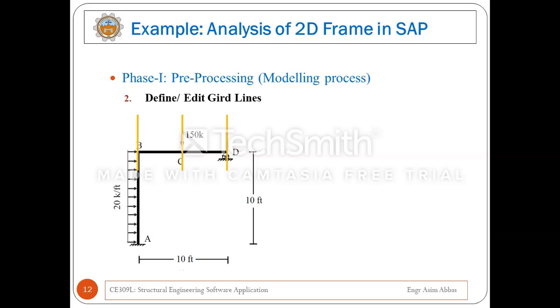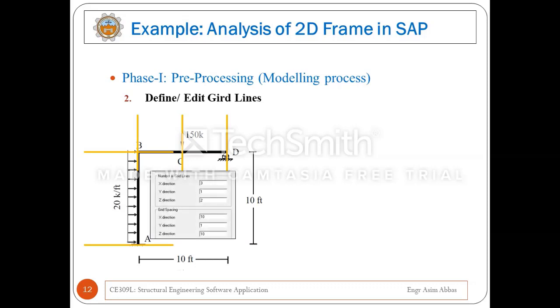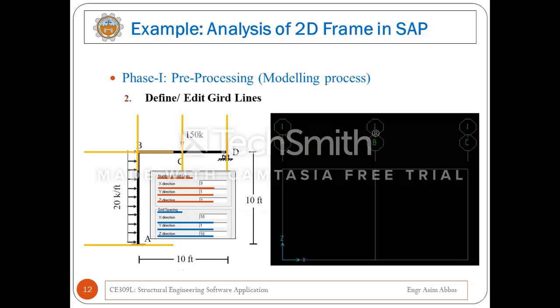Similarly, the number of grid lines in the z direction: this is one grid line in this direction, and this is the second one. Fine. So it means that the number of grid lines in the x direction is 3, there is no need for a grid line in the y direction, and there are 2 grid lines in the z direction. The grid spacing for the x direction is 10 feet, right? There is no need for spacing in the y direction, and the grid spacing for the z direction is 10 feet. Fine. And this is the grid system developed in SAP 2000.